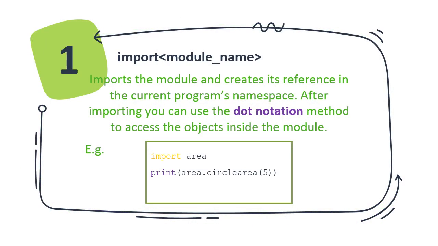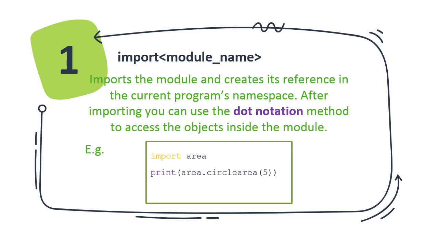The first one we are going to see is import module name, the simple import statement. It imports the module and creates its reference in the current program's namespace. The current program means the program to which we are going to add the particular module. After importing, you can use the dot notation method to access the objects inside the module we have imported.